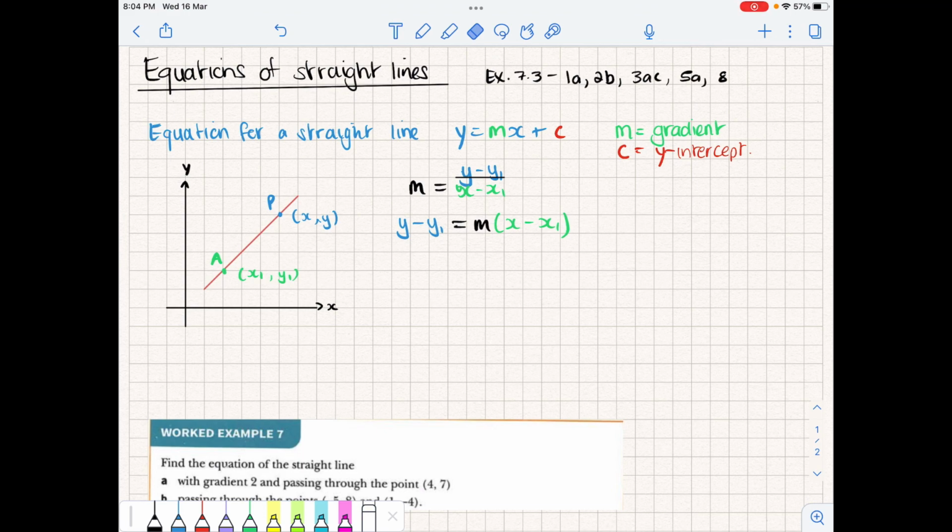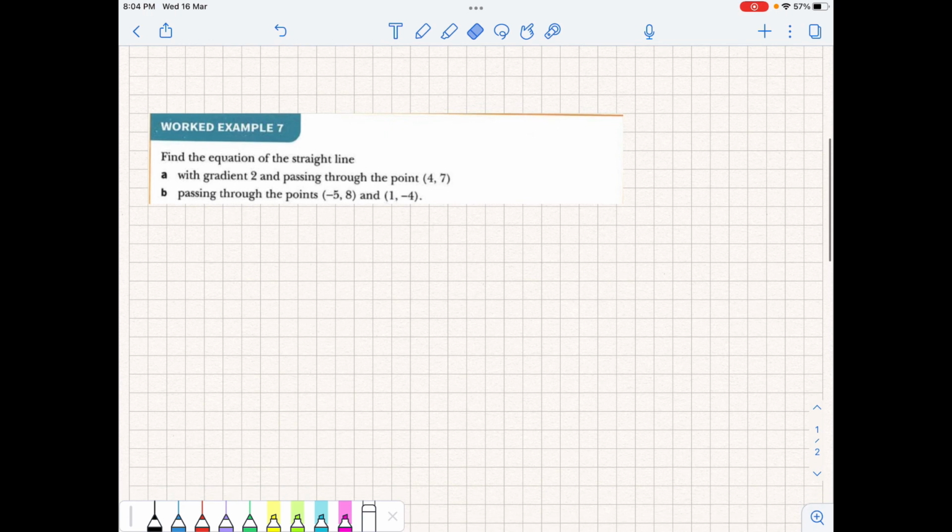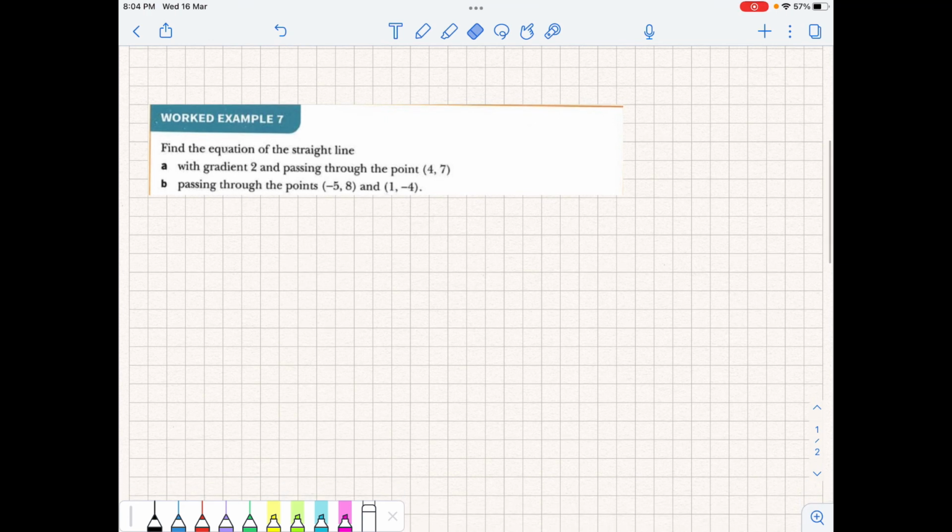All right, so it's just a much more efficient way of working out the equation for a straight line. So let's look at how we would use this in practice. So here we have a question that says we have an equation and its gradient is 2 and passes through the point 4, 7.